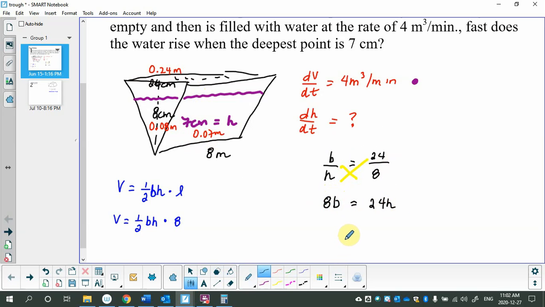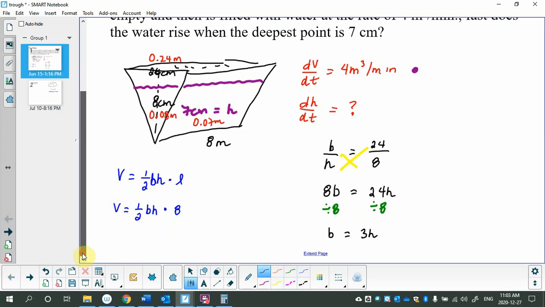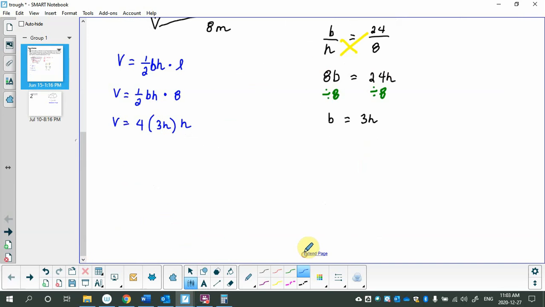So we have to decide which letter we want to get by itself. And it's not a 50-50 choice. We need to keep our H's and get rid of our B's. So that means I need to isolate B, so I have something to plug in for B that looks like H's. So I'm going to do a little bit of math here. A half of 8 is 4. Turn B into 3H. I've still got an H as part of the formula. So that's 12H squared. And now I can take the derivative.